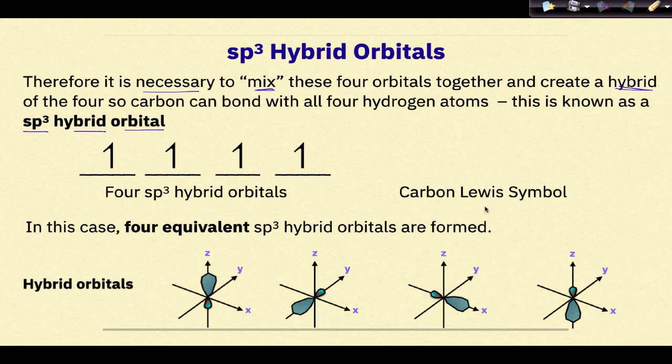So now our carbon Lewis symbol looks like the one that we would expect. 4 electrons, 1 on each side, 1, 2, 3, 4, representing these hybrid orbitals. In this case, 4 equivalent sp3 hybrid orbitals are formed. So now we have something that looks like the sphere and the dumbbell have been combined together.